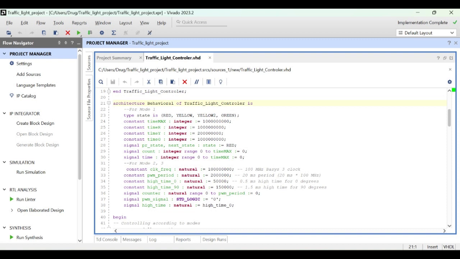In the architecture, I define 4 states: red, yellow, green and yellow 2 for the first mode. There is a yellow 2 because swapping from red to yellow and from green to yellow are different cases. I also have time constants for each color. The light stays red or green for 10 seconds, whereas it is yellow for only 2 seconds.